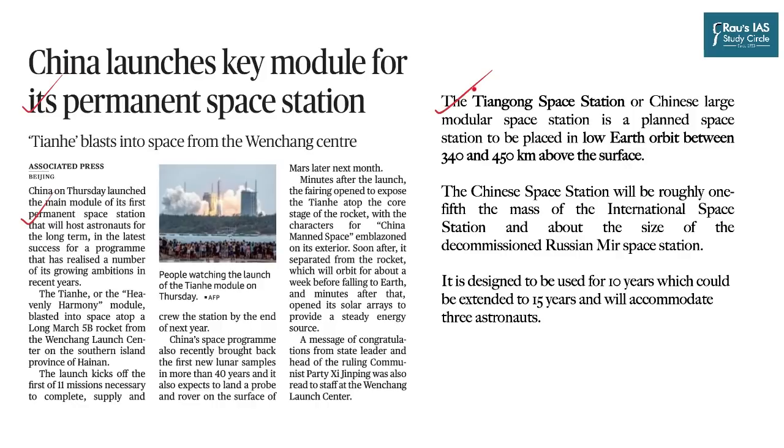The Tiangong space station is the name of the project under which China is going to set up a space station just like the ISS, which will be a low Earth orbit space station between the range of 340 to 450 kilometers above the surface of the Earth. But in comparison to the ISS or International Space Station, it is going to be pretty small, just one fifth of the mass of the ISS. And as far as the planning is concerned, it is designed to be used for around 10 years, which could be extended to 15 years, and it will accommodate at max 3 astronauts when it will function.